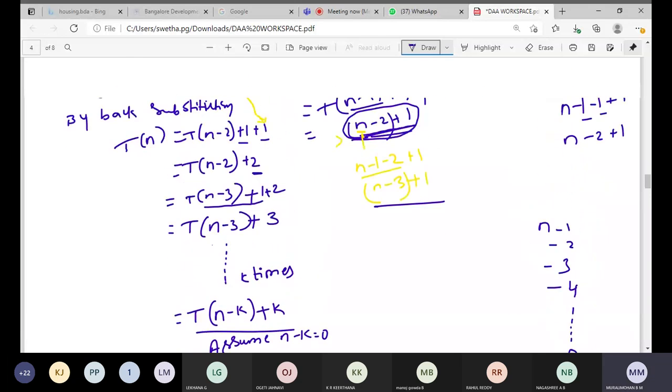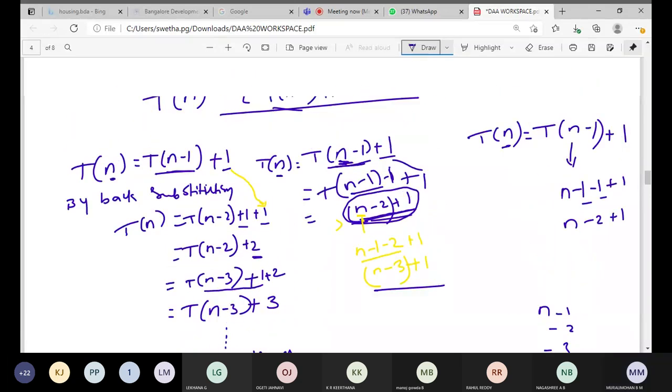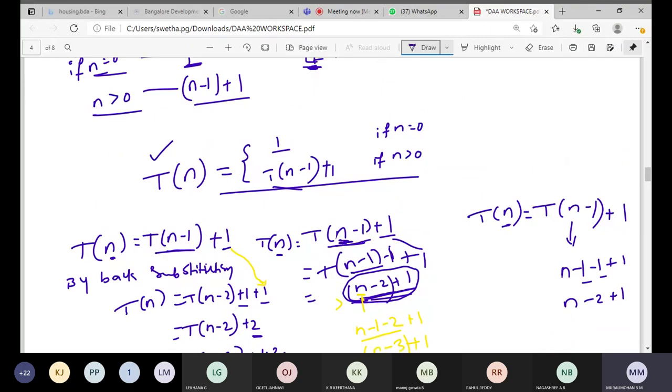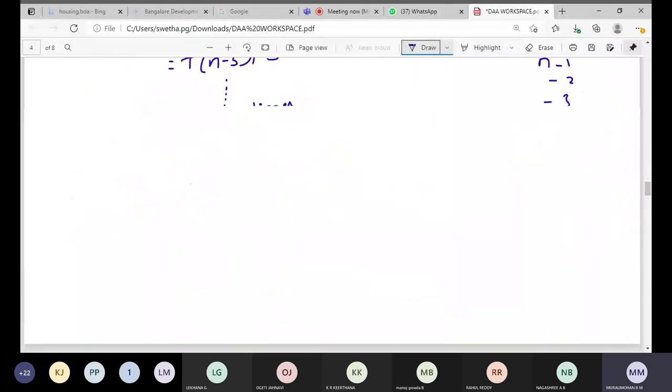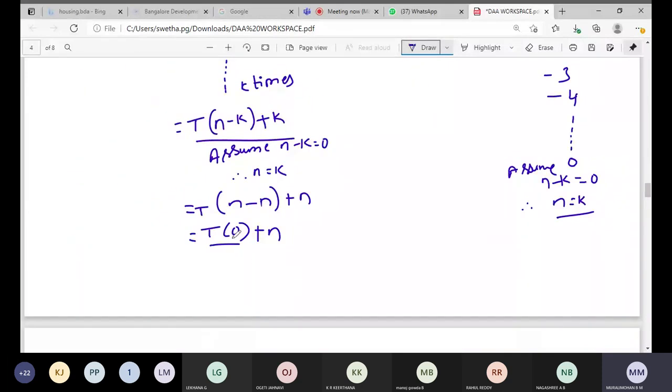Now you just see what is this T of 0. You will just go back to the recurrence relation. So here if n is 0, what value are we having? 1. So you substitute that here. So if n is 0, we are getting 1, plus this n as it is. Right? So what we got here?